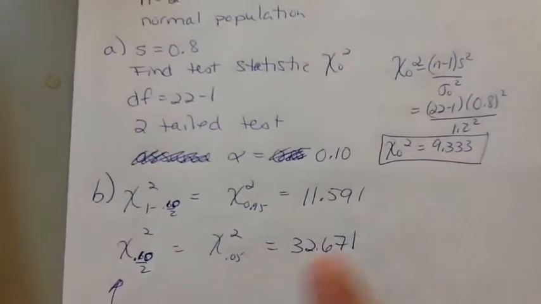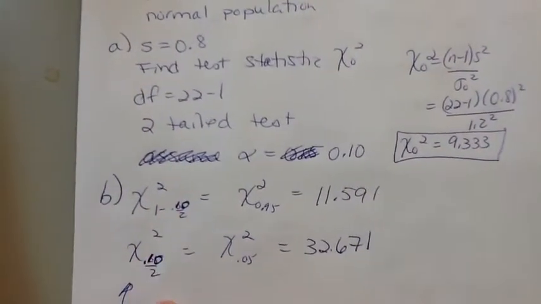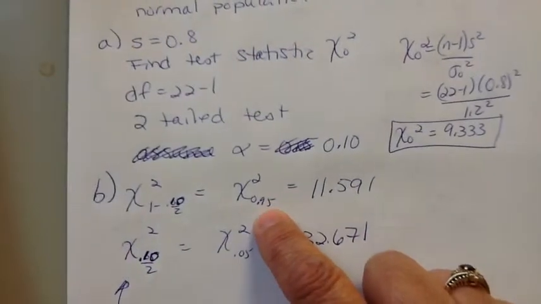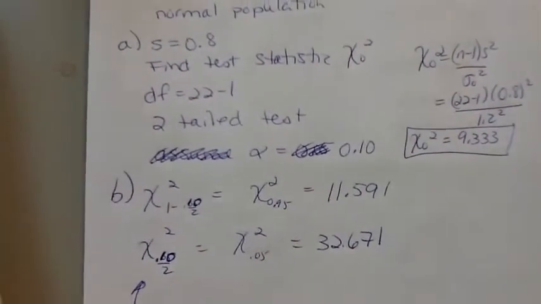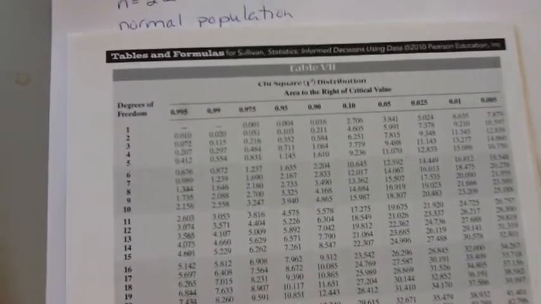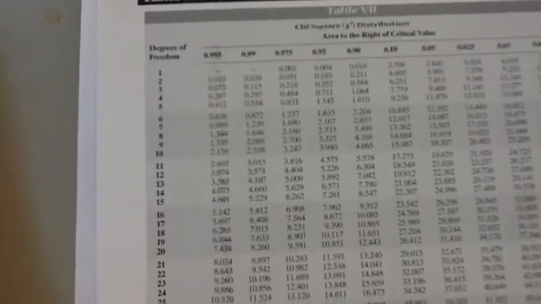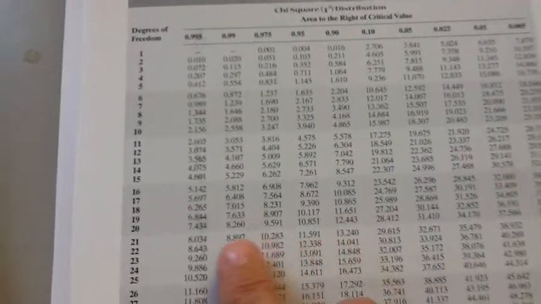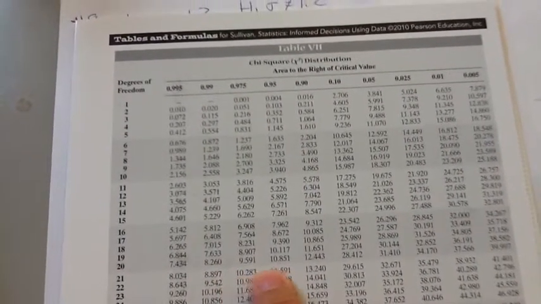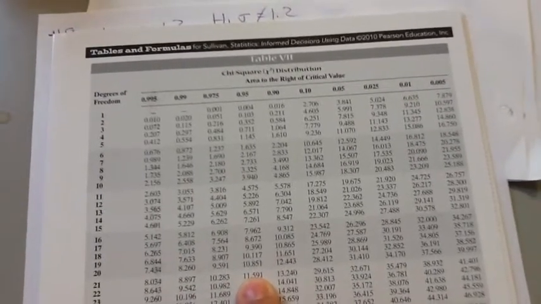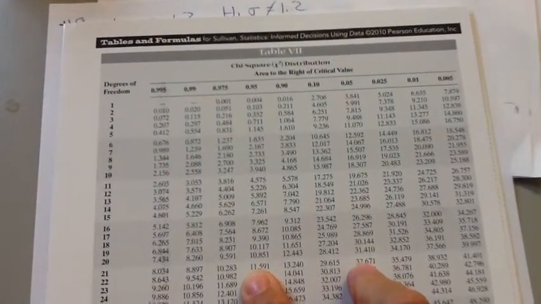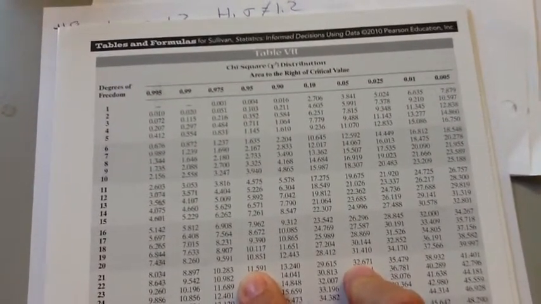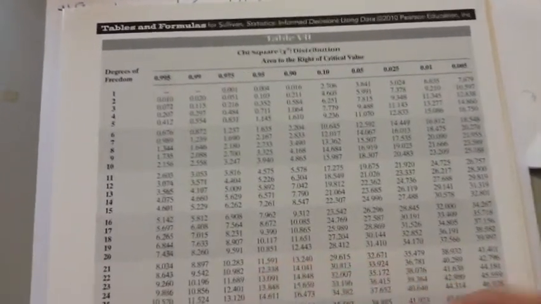Since it is two-tailed, I need to find the left and I need to find the right. And I look in the chart. Now don't forget, I'm going to actually take my chart and look at the degrees of freedom, which is 21. Then I have to look at 0.95, which is here, and then 0.05, which is this one. And those are my chi-squared critical values.